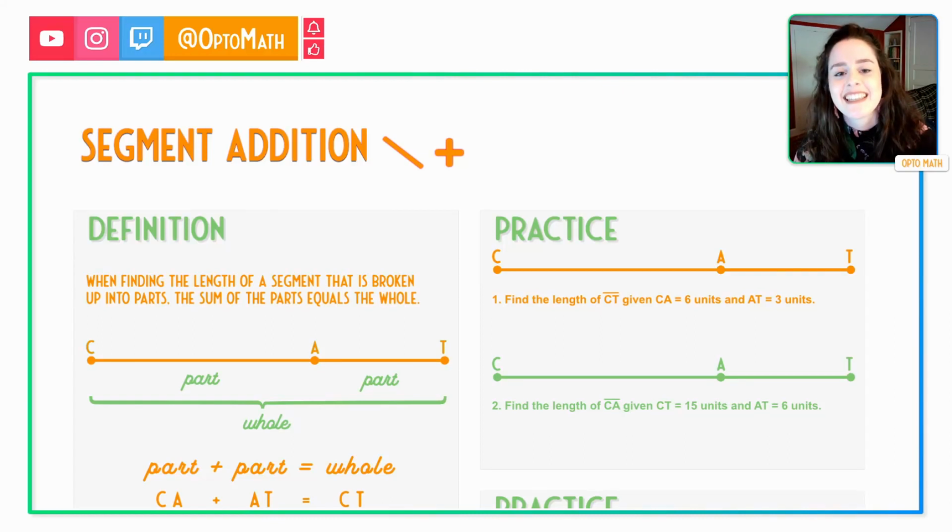Hey Opties! Today we're going to be talking about segment addition. You have learned about angle addition previously, and segment addition is a very similar idea.